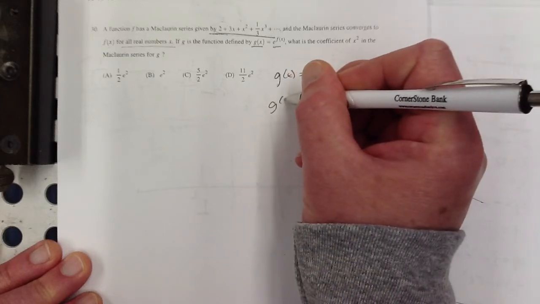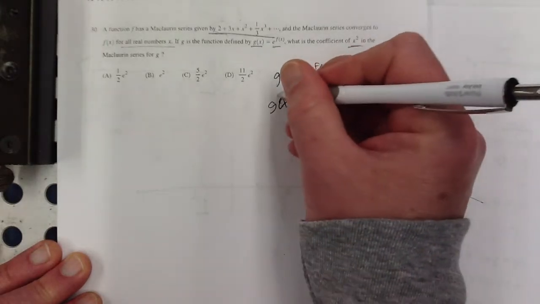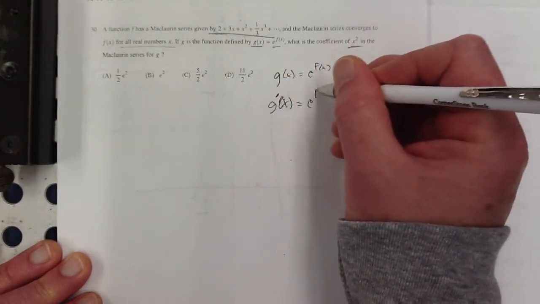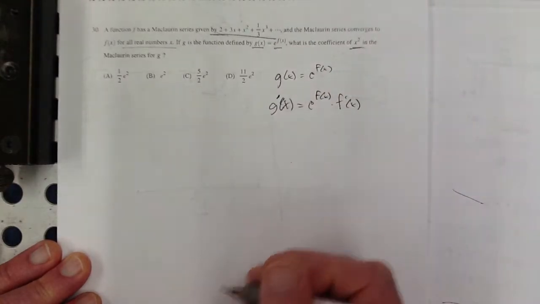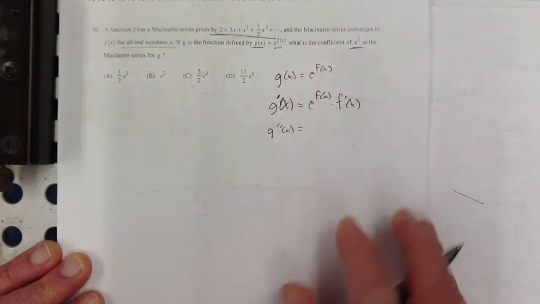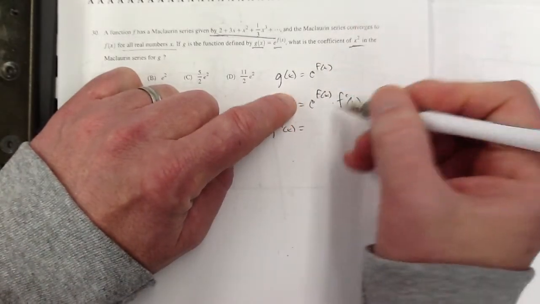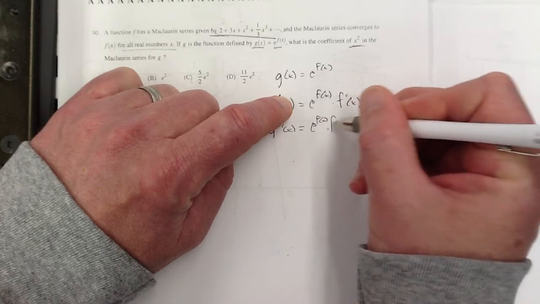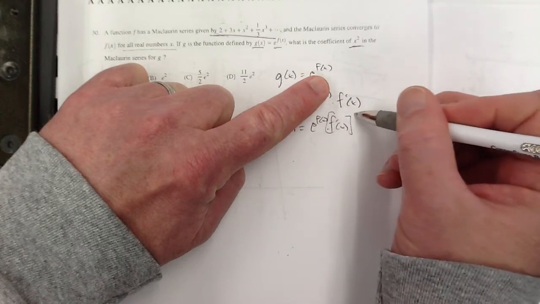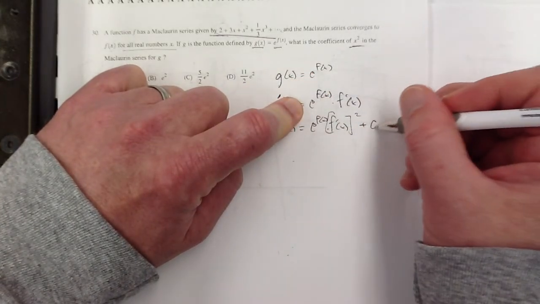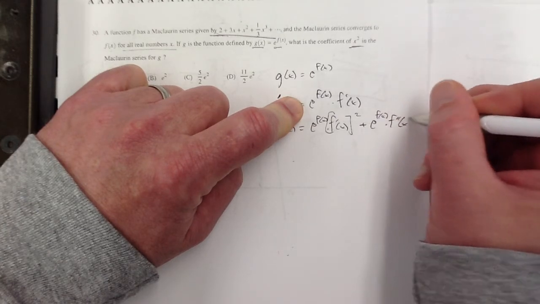actually find the derivatives here. I don't have to go that far because I only want the coefficient of the x squared term. For g prime, that's going to be the derivative of e to the whatever, which is e to the whatever times the derivative of what's inside. G double prime of x is equal to the derivative of this, product rule: derivative of the first, times the second, plus the first times the derivative of the second.